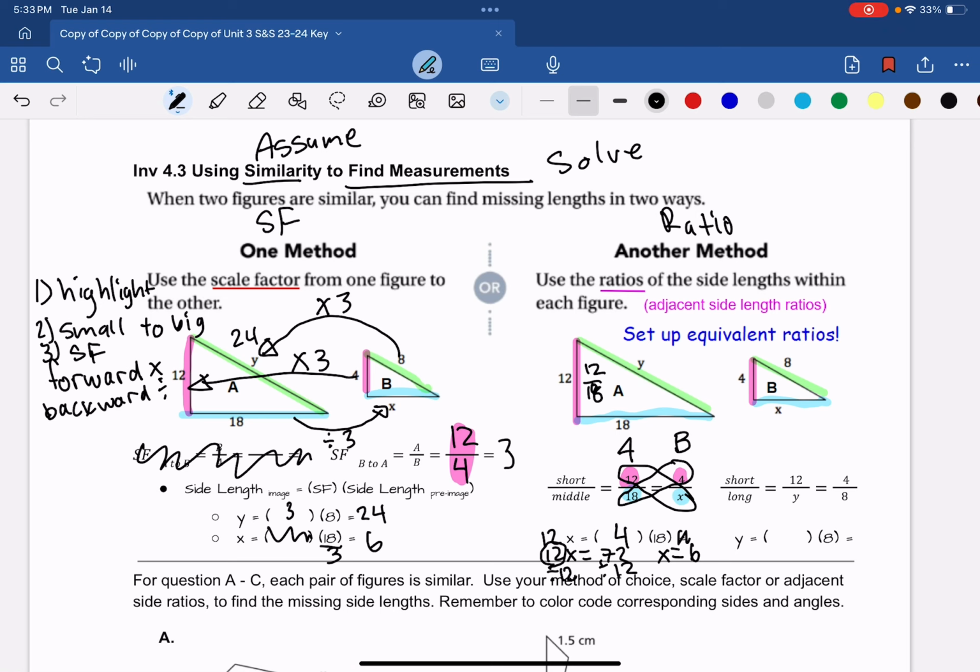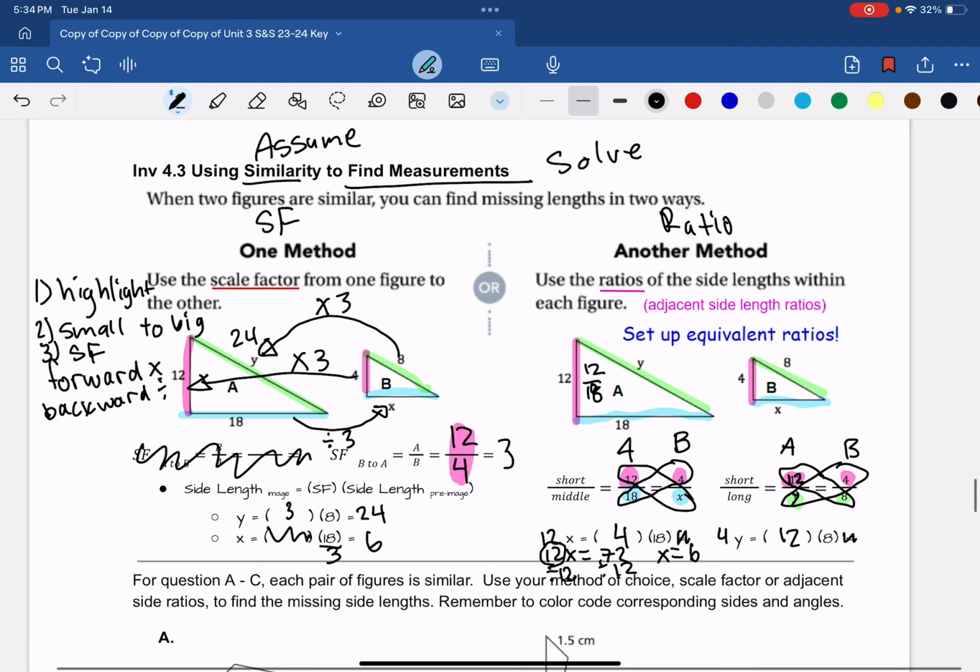If we would like to find 12 over y, right? They did 12 over y right there. That would be pink over green on triangle A. That means on triangle B, you also need pink, which is 4 over green, which is 8. All right? So let's see here. If we cross multiply 8 times 12, and then we'd cross multiply 4 times y, let's see what we get.